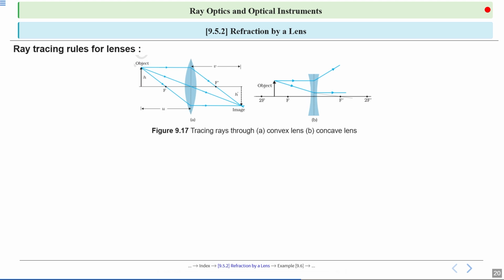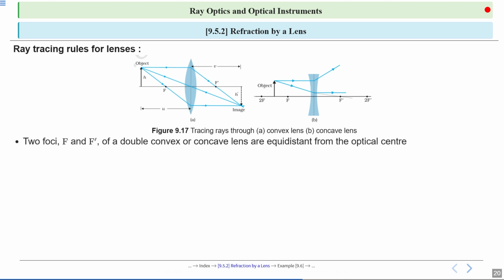and the ray that is passing through focus, it will become parallel after the refraction. Similar for concave lens. So two foci, you can see there are two foci on both sides. So F and F dash of a double convex or concave, for concave lens also, F and F dash are equidistant from the optical center. So distance of this focus F and focus F dash from the optical center is same.